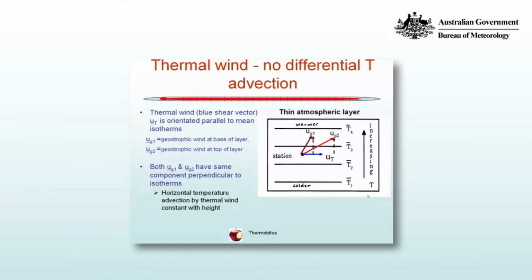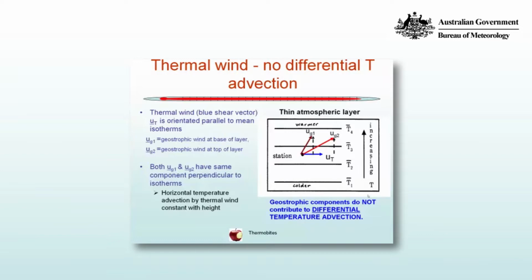There is no component of it that runs perpendicular, and therefore there will be no change in the thermal advection performed by a geostrophic wind with height. In other words, the geostrophic wind performs no differential temperature advection. All it can do is advect whole layers and replace one lapse rate with another. It can't perform differential temperature advection and modify the lapse rate locally.